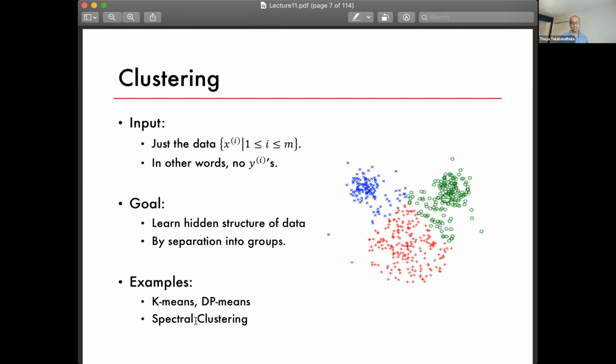The third name here, spectral clustering, is again another technique to group points into sets. But we have only seen k-means so far. So that's the input, and that's the goal: basically separation of data points into groups.